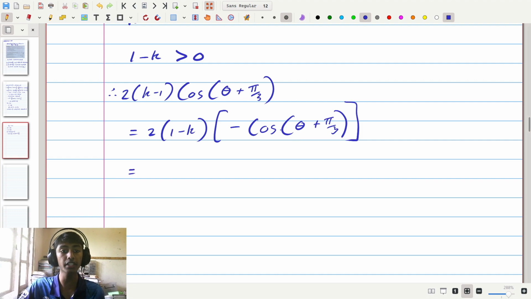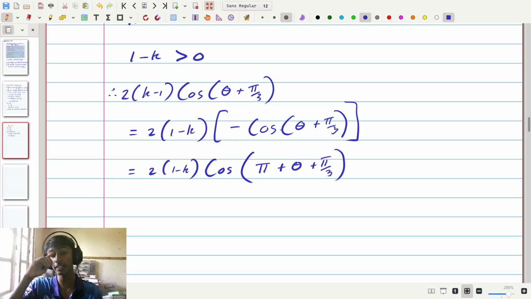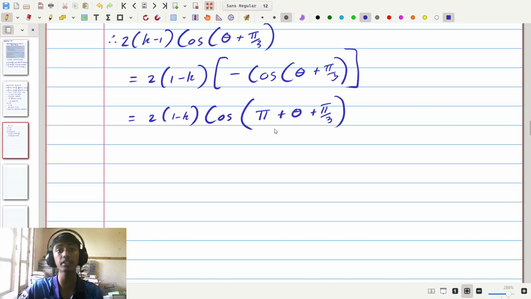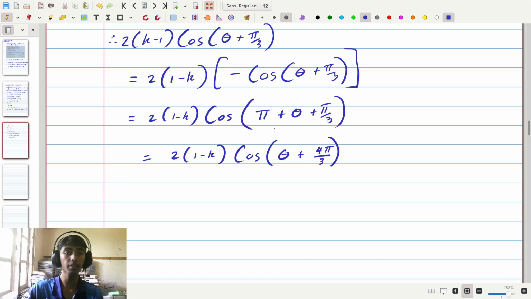And therefore, we could write this as 2 times 1 minus k times, and instead of having the minus out here, we could write this as the cosine of pi plus the internal angle here, which is theta plus pi by 3. Now if we write it like this, we can combine the pi and the pi by 3 into one single value, and we get this being equal to 2 times 1 minus k times the cosine of theta plus 4 pi by 3. Now you will note we have the form of some value on the inside and some value on the outside, where the value on the outside is just a number and the value on the inside is some value in between 0 and 2 pi radians, and the value on the outside is positive.